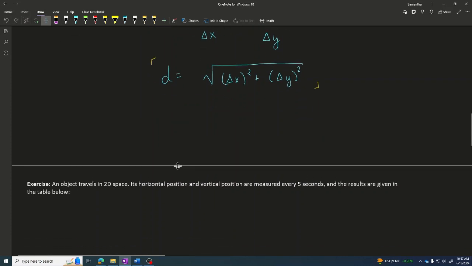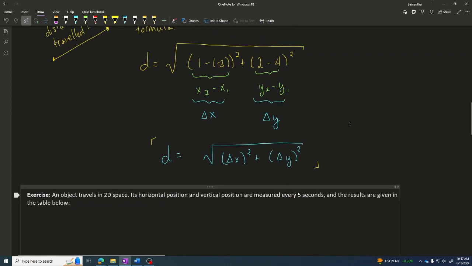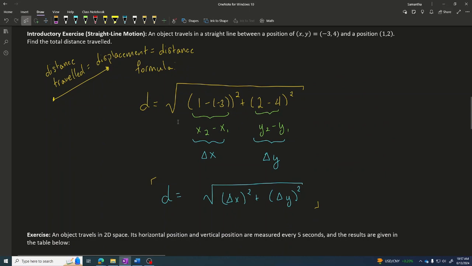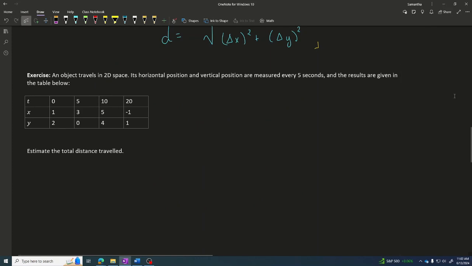Now, this was a toy example of an object that is moving in a straight line, but what if the object is not moving in a straight line? What if the object is moving along a curved path? How can I take this idea and extend it to a situation where the object is not moving in a straight line?